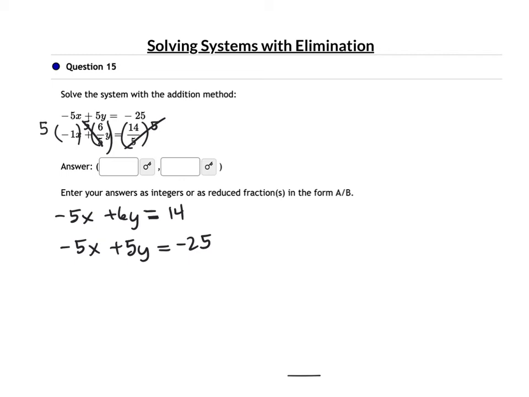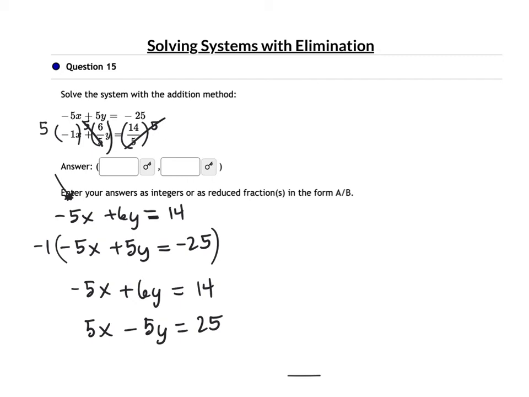That's your option. This one's kind of nice because all I need to do to make a pair of opposites is multiply one of the equations by negative 1. I've got negative 5x and negative 5x. You can take either one. I'll take the bottom one and multiply by negative 1. Now I'm going to rewrite my top one. Negative 5x plus 6y equals 14. And the bottom one becomes 5x minus 5y equals 25.